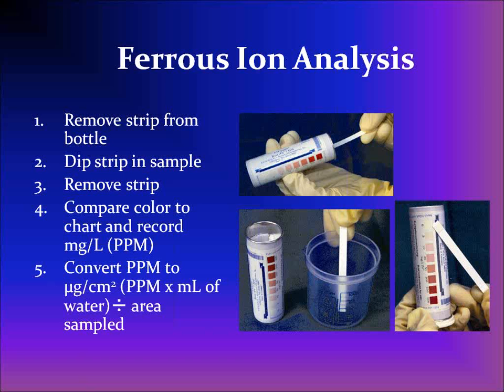So we can use the same procedure to calculate the surface concentration of ferrous ion that we use to calculate the surface concentration of chloride. The value from the color chart is simply multiplied by the amount of water used in the extraction, then divided by the area sampled to obtain the surface concentration of soluble ferrous ion contamination.